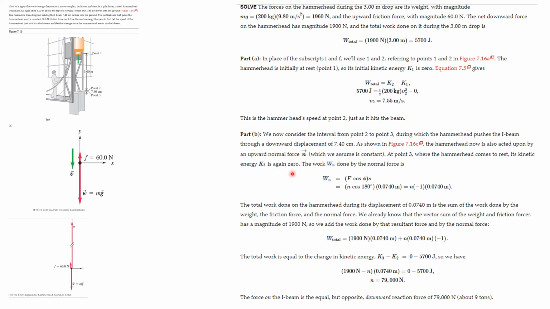So at point 3, when the hammerhead comes to rest, the kinetic energy of the hammerhead is again 0. The work done by the normal force, which we have to consider, is always going to be F cosine theta times the distance, and it's going in the opposite direction. So we're going to consider that to be 180 degrees, and the cosine of 180 degrees is -1. So this is going to be -1 times the distance that it went into the ground. So the work done by the normal force is again going to be negative.